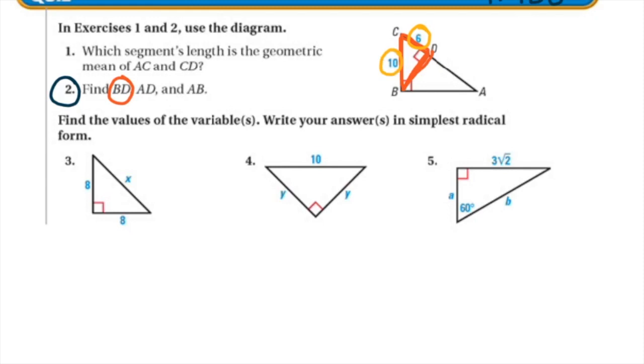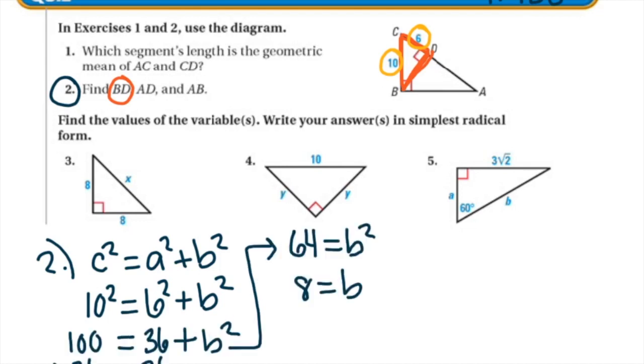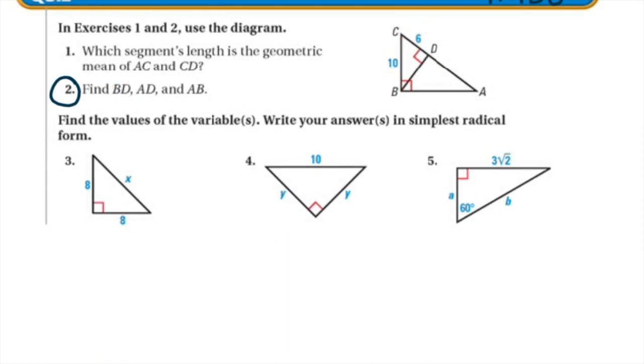So we're just going to use good old Pythagorean theorem. Our c squared in this case is 10 squared. Our first leg is 6, and the leg we're looking for, BD, we can just call b. Solving for b using the Pythagorean theorem, we get 64 equals b squared, which makes b equal to 8. So to answer question 2, the first part, the segment length of BD is 8. Now we should label it in our picture as 8.